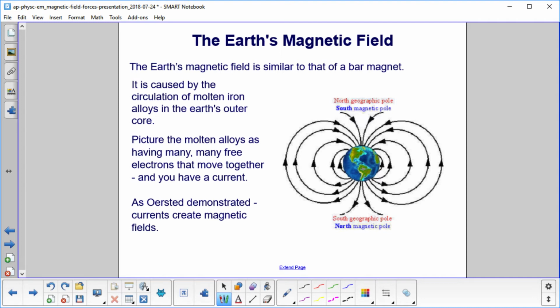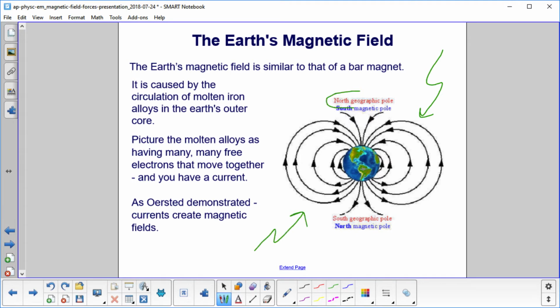But where does the Earth's magnetic field come from? Well, it's very similar to that of a bar magnet. It is caused by the circulation of molten iron alloys in the Earth's outer core. Just picture these molten alloys as having many, many free electrons that move together, and you now have a current. And as Ørsted demonstrated, currents create magnetic fields. And here's a picture of the Earth's magnetic field.